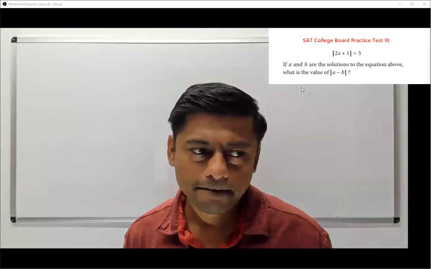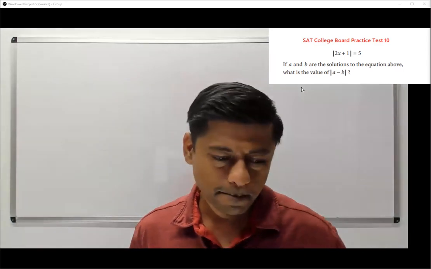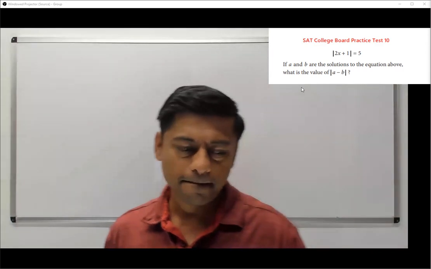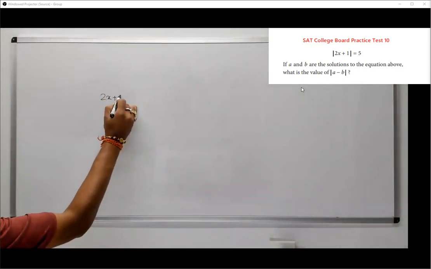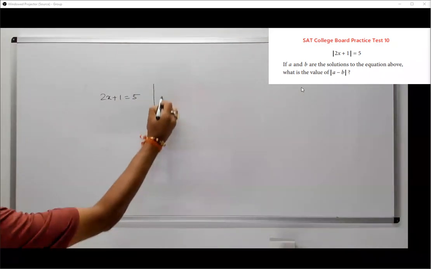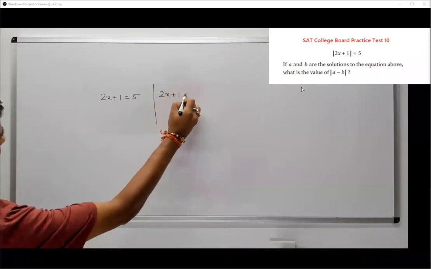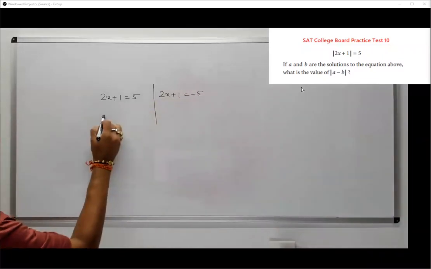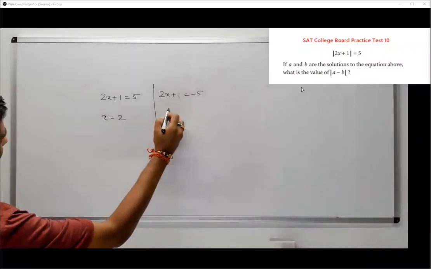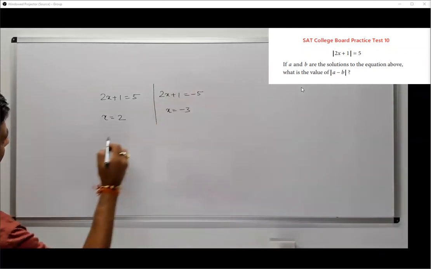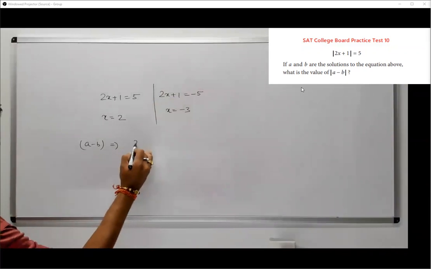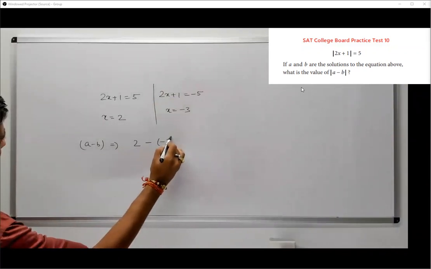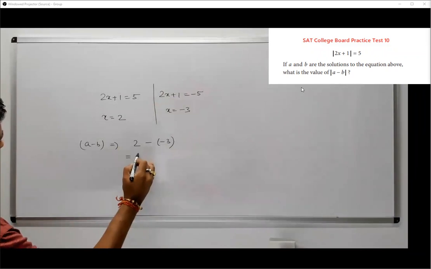The key approach is, since it's an absolute value equation set equal to a constant, you have to create two equations. The first equation is 2x + 1 = 5, and the second equation is 2x + 1 = -5. Then you solve both equations and plug those answers into A and B. It doesn't matter which one you plug in because you'll still end up with the same answer for A minus B, and you get 5 if you put it into absolute value.